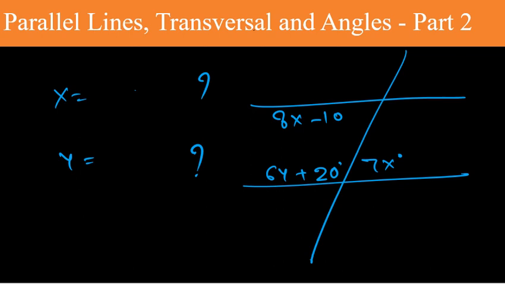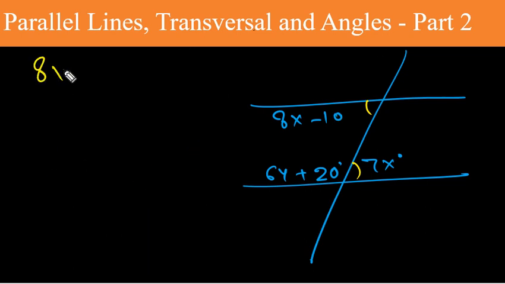So what's your answer for x? 10. And what is the answer for y? 8.33 something, you said. Okay, let's try. Now look at these two angles. They are alternate interior angles. So we need to explain our reasoning for how we are getting this. These two angles are alternate interior.